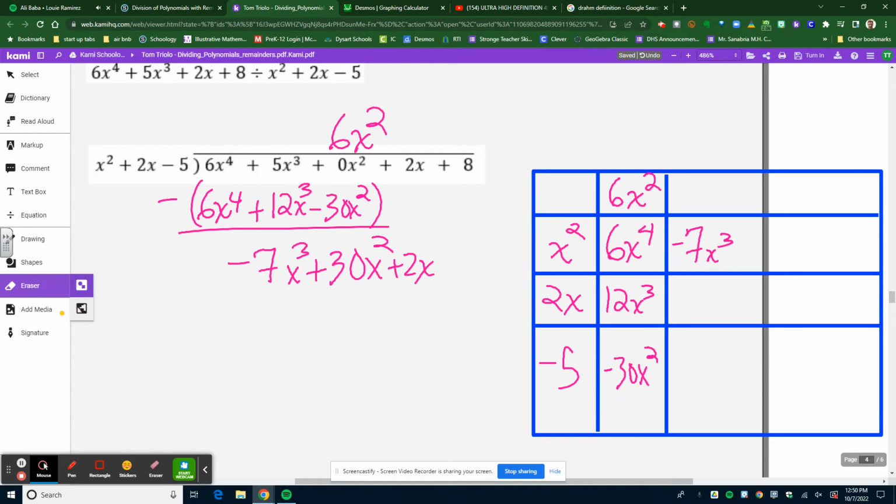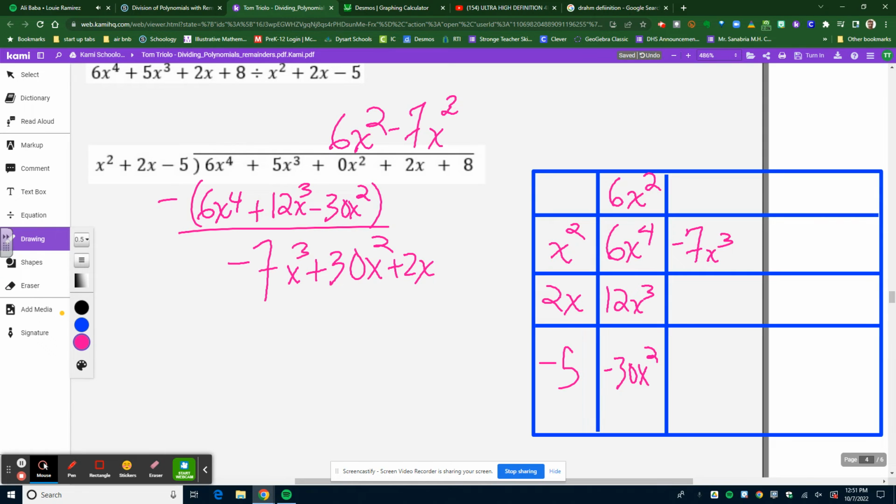So now, again, just looking at my leading terms only. Negative 7x cubed divided by x squared. So negative 7x cubed. That's what I'm going to have down here.